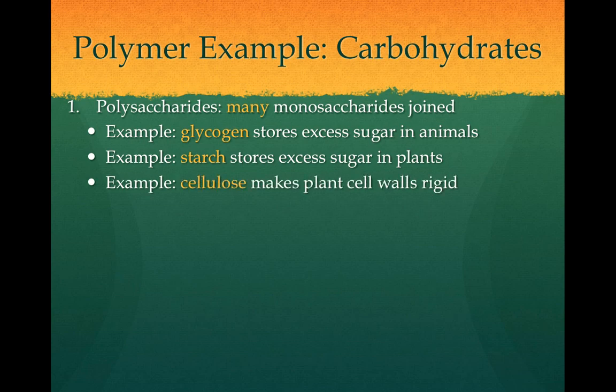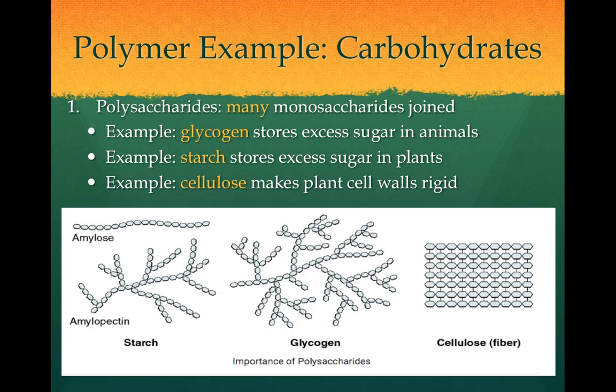And then another one, cellulose, makes plant cell walls rigid. So when you eat something like celery and it's very crunchy, it has no nutritional value for you. You can't get anything out of it, but it helps the plant grow upright because plants don't have skeletons. So they have these little walls around their cells that give them a little more strength, support, and structure. And here's just what these things look like.